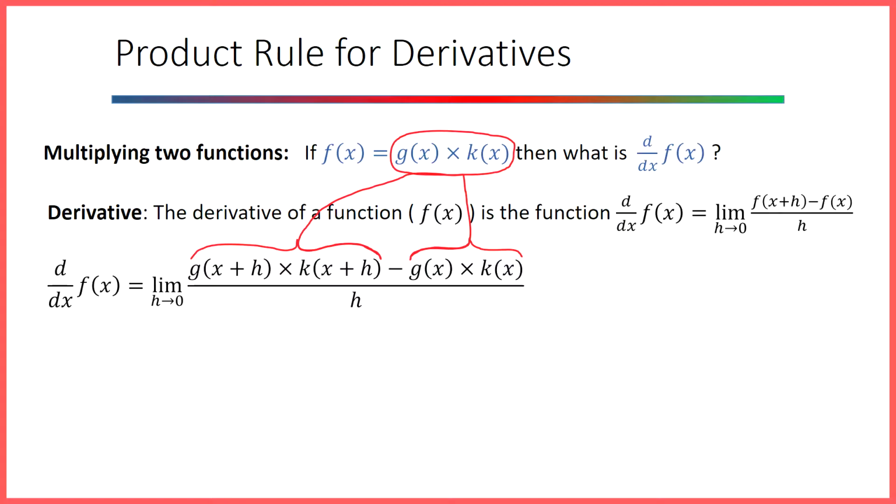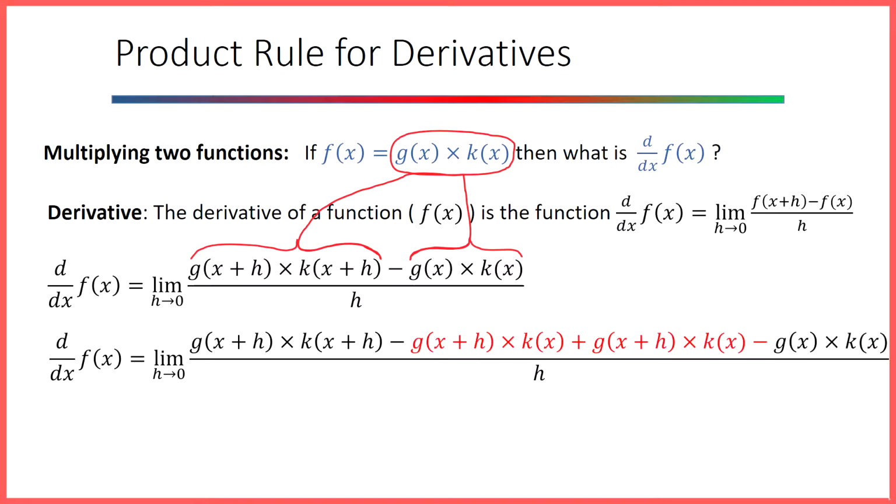Okay, next I'm going to do something sneaky. In the middle of this equation, I'm going to subtract g of x plus h times k of x and add that same quantity. Since I'm adding and subtracting the same thing, I'm not actually changing the equation at all. However, I can now start to rearrange the equation in some interesting ways.